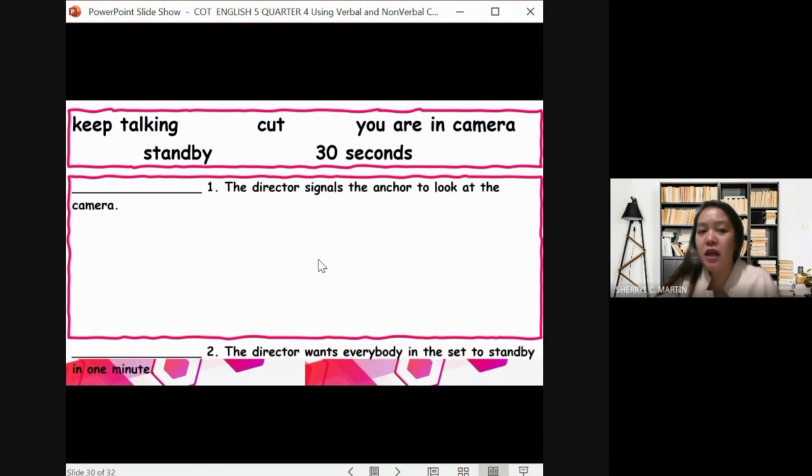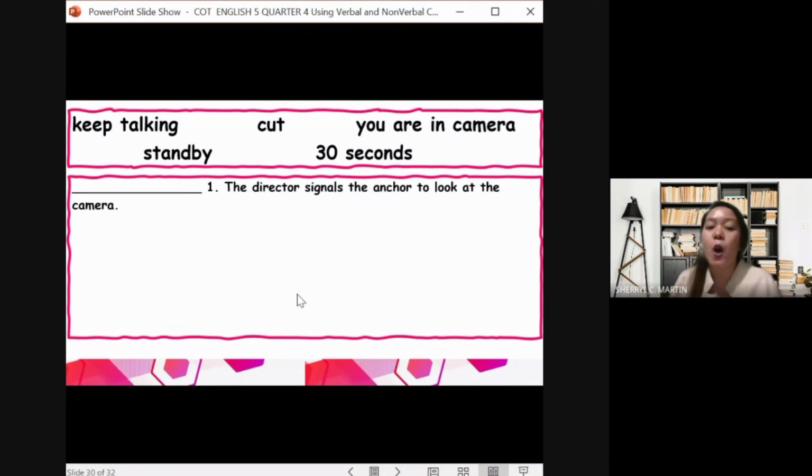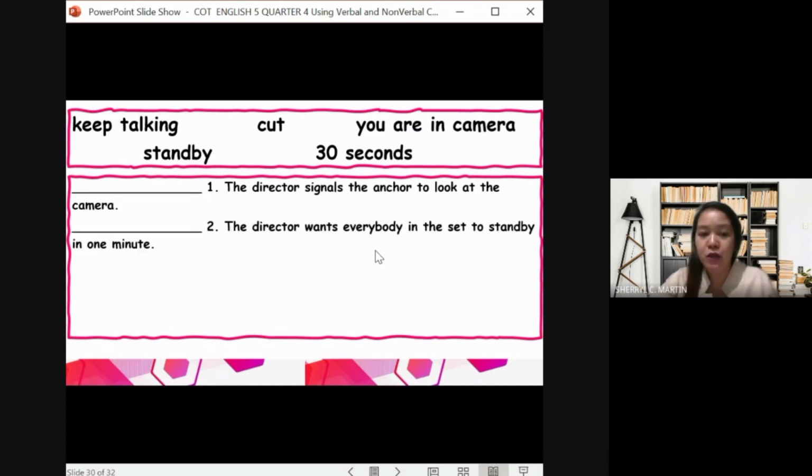So you have keep talking, cut, you are in camera, standby, and 30 seconds. Number 1, the director signals the anchor to look at the camera. What is your answer? Write your answers. Next. Got your answer already? Everyone? Okay. Number 2, the director wants everybody in the set to stand by in 1 minute. May clue word na doon. Number 3, the director signals to stand by in 30 seconds. Wow, mani-mani, teacher.